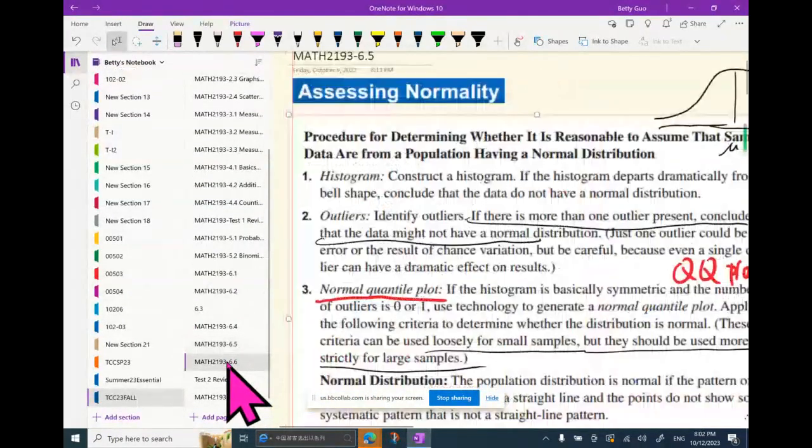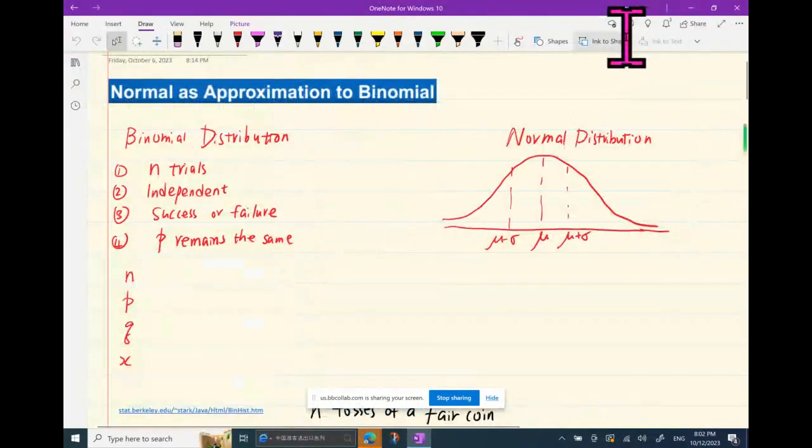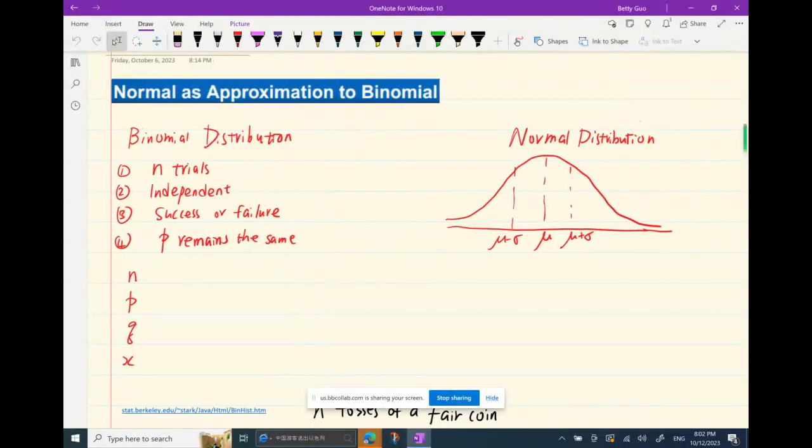Now let's proceed to the next section, the last section of this chapter: normal as approximation to binomial. This section is about using normal distribution to approximate binomial distribution. Since this section involves two distributions, binomial and normal, I think it's necessary to go over the concept. Let's recall what a binomial distribution is.